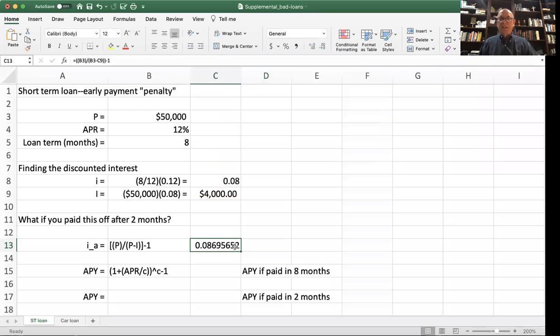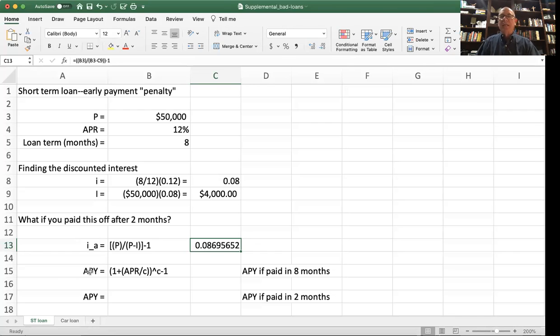So 8.7%, I'm going to leave that like that, if you will. So our interest that we're really paying, our effective kind of APY for 8 months, effective interest, is 8.7%. Now, it's really not APY because that's annual percentage yield, but this is the effective rate over 8 months.